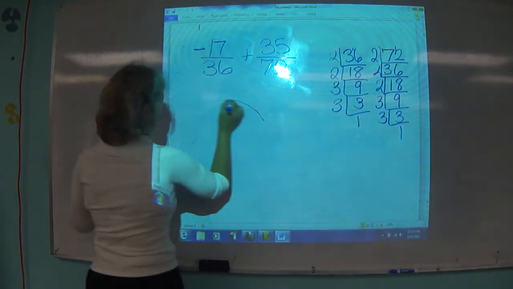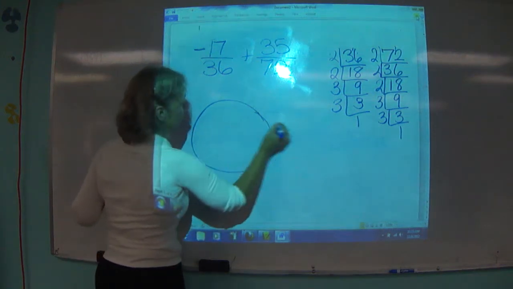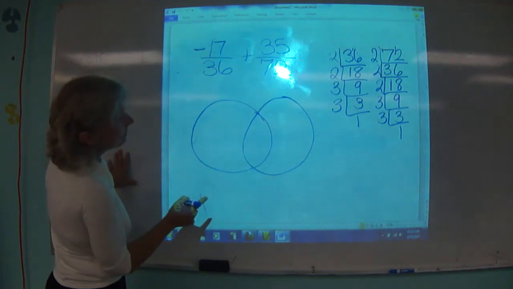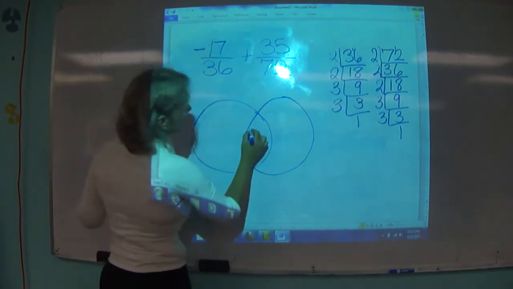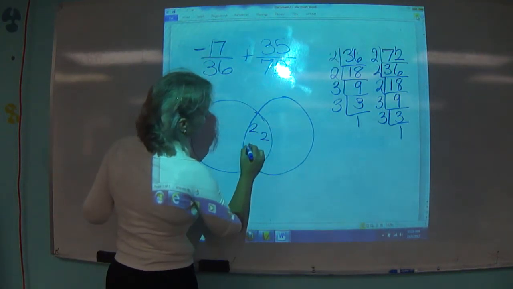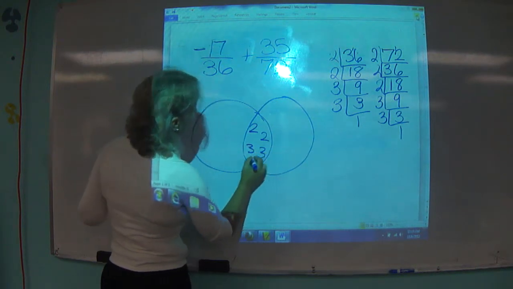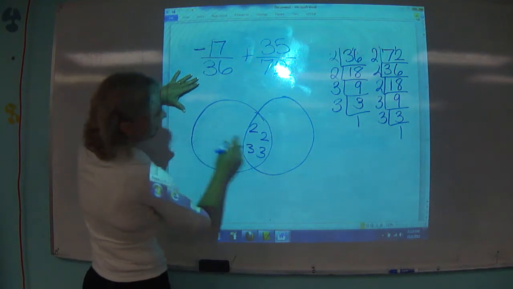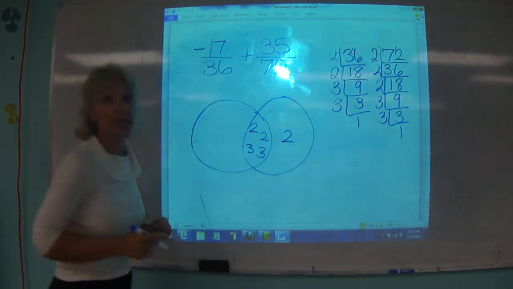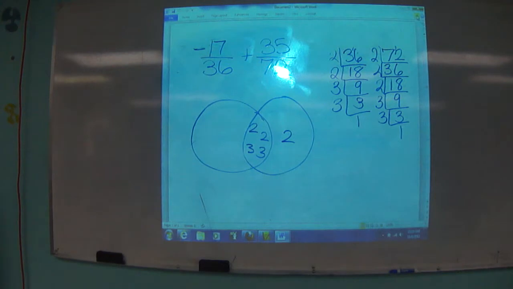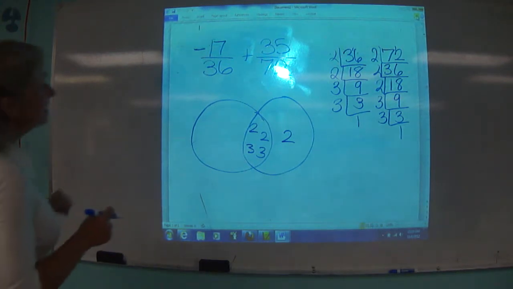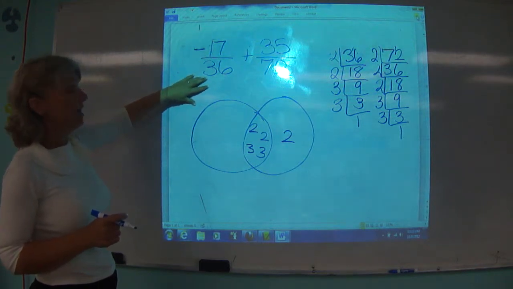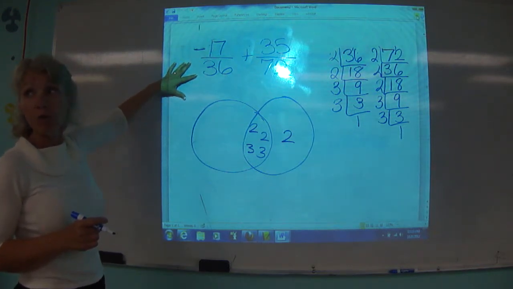I'm going to create my Venn diagram, and looking at what I'm looking at, I'm going to make a bigger middle. They have a number of numbers in common. They have a 2, a 2, a 3, and a 3. That's 36, so I have nothing left over here, but I have a 2 left over here. Okay? So, I only have to multiply this side by a big one.